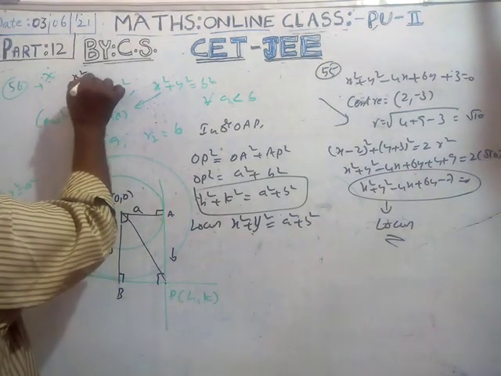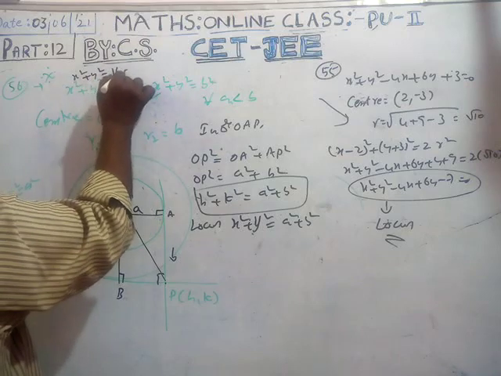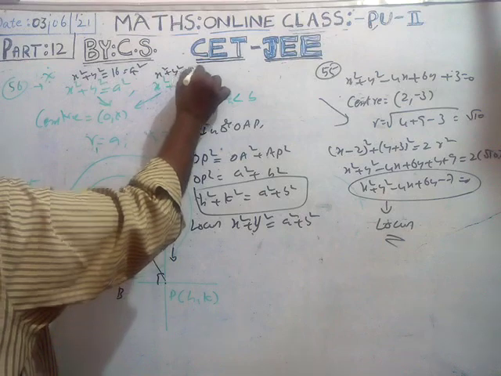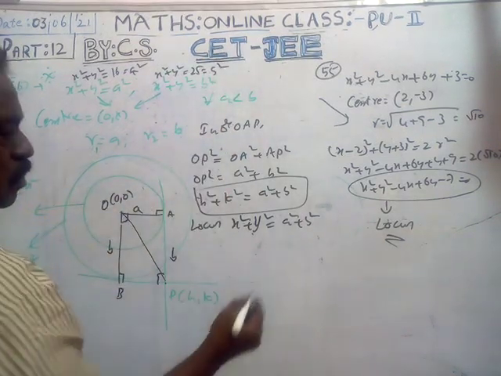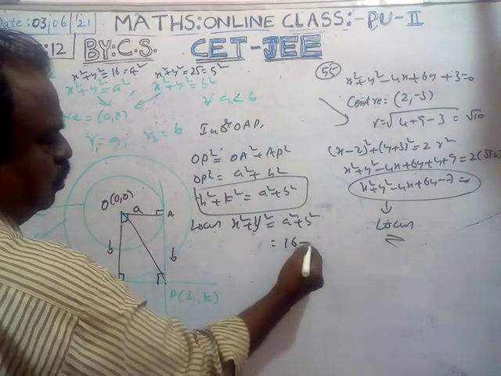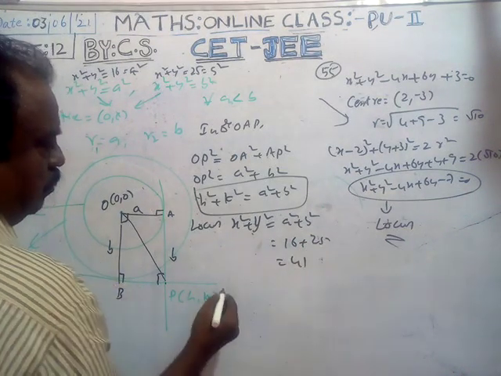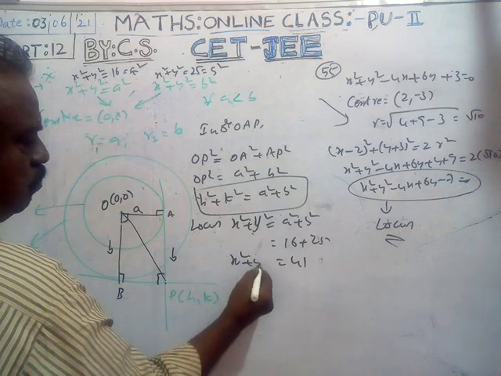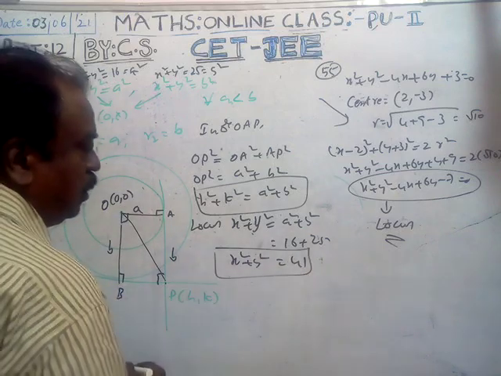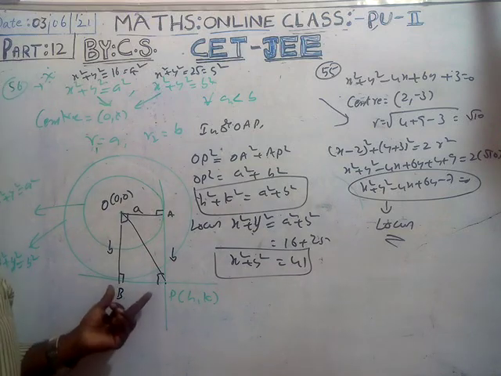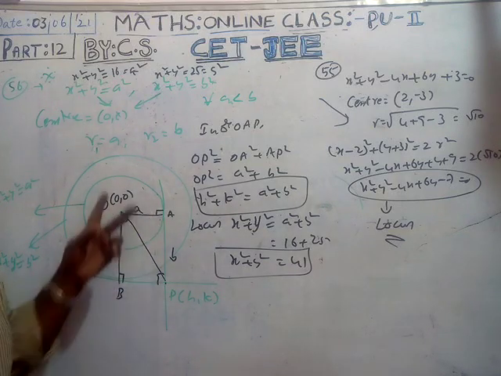Actually the problem is x square plus y square is equal to 16, that means 4 square. Here x square plus y square is equal to 25, that means it is 5 square. So I substitute. It is 16 plus 25. That is 41. Okay? So x square plus y square is equal to 41 is the locus of the point of intersection of perpendicular tangents to the two different circles.